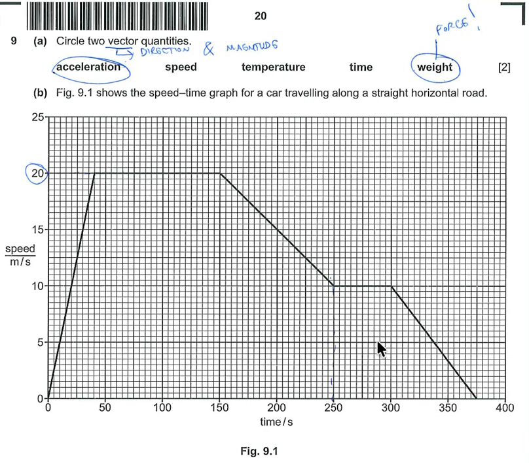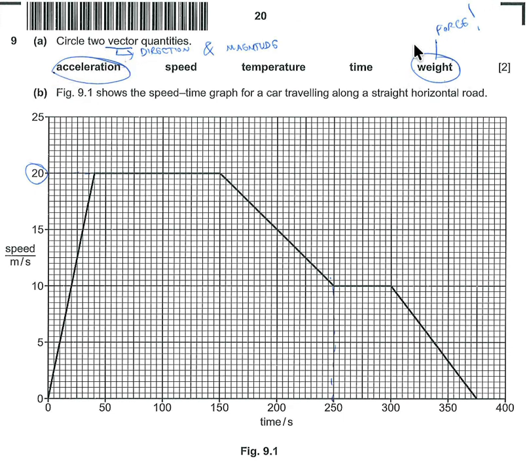Let's look at the first part. This is a common one that I've noticed in recent papers. Vectors really do not play a huge part in the GCSE, especially the coordinated sciences curriculum. They seem to just be asking a little bit more. So you need to be aware that vectors are quantities which have direction and size. In this case, two examples would be acceleration and weight.